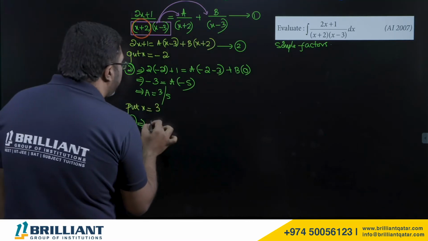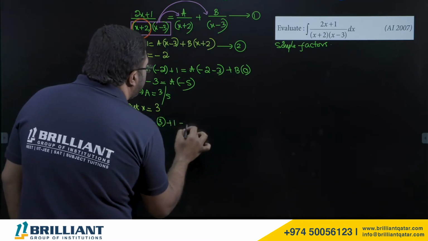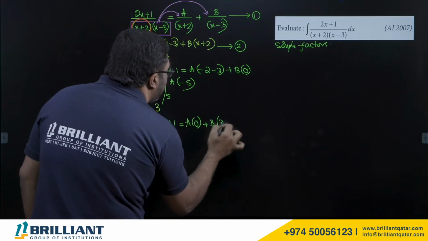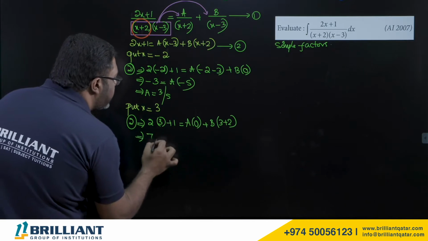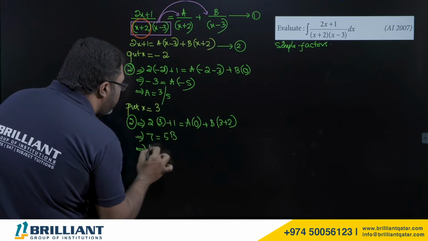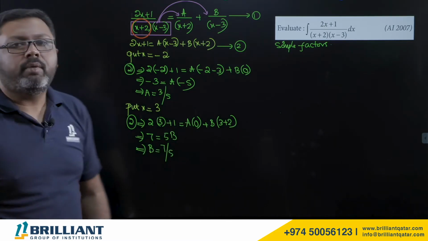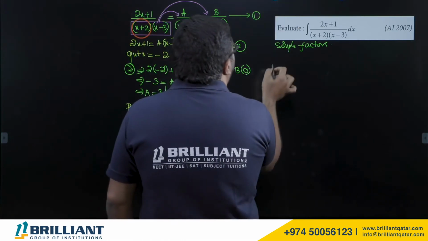Equation number 2 implies 2 into 3 plus 1 is equal to a into 0 plus b into 3 plus 2. That implies 6 plus 1 is 7 is equal to 5b. That implies b is equal to 7 by 5. So I found out the two arbitrary constants. So now I will look at equation number 1.